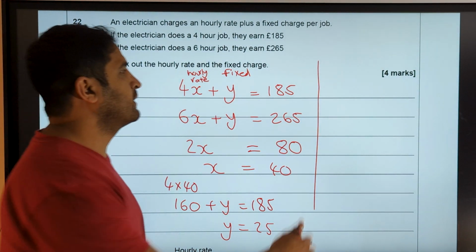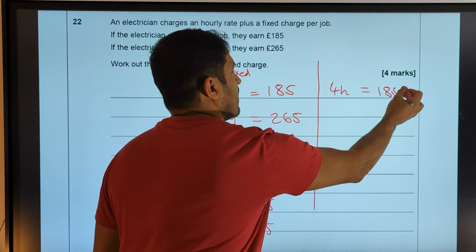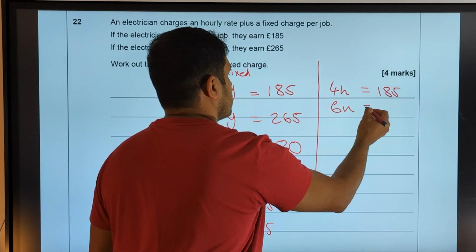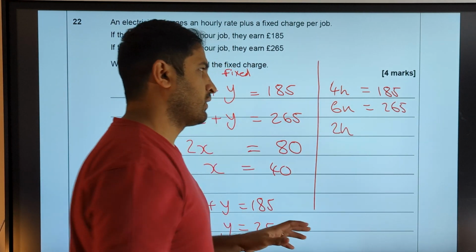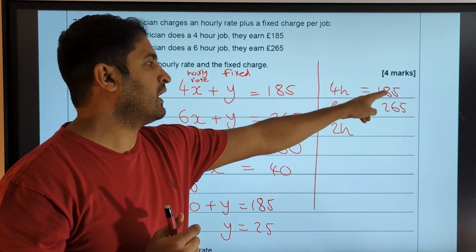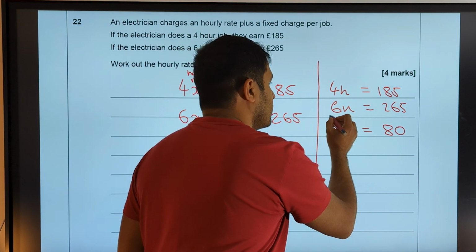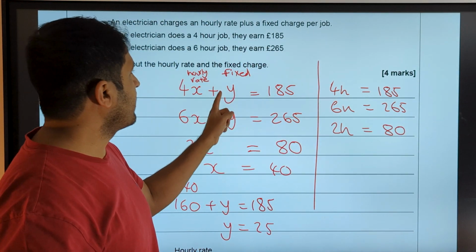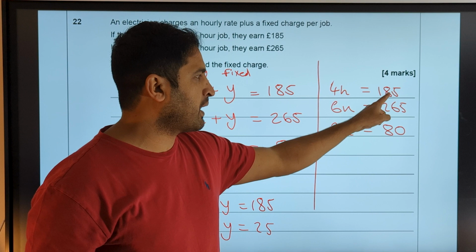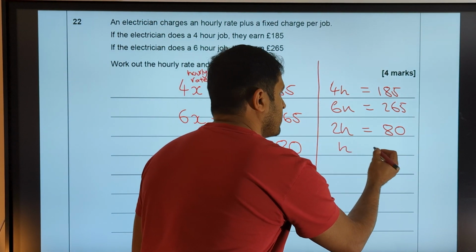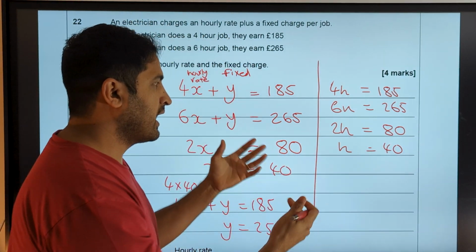So the 4-hour job will cost you 185 pounds, and the 6-hour job will cost you 265. That means for the extra 2 hours they worked, they had to get 80 pounds. This is without the fixed rate. So if you worked an extra 2 hours, in that extra 2 hours they had to pay 80 pounds. So for 1 hour it would be 40 pounds.